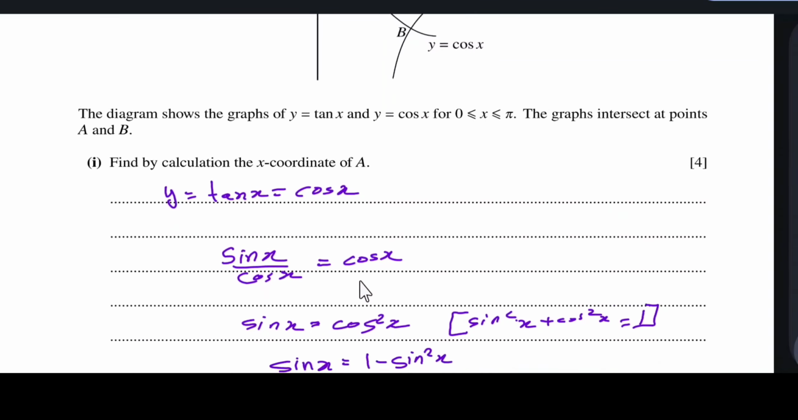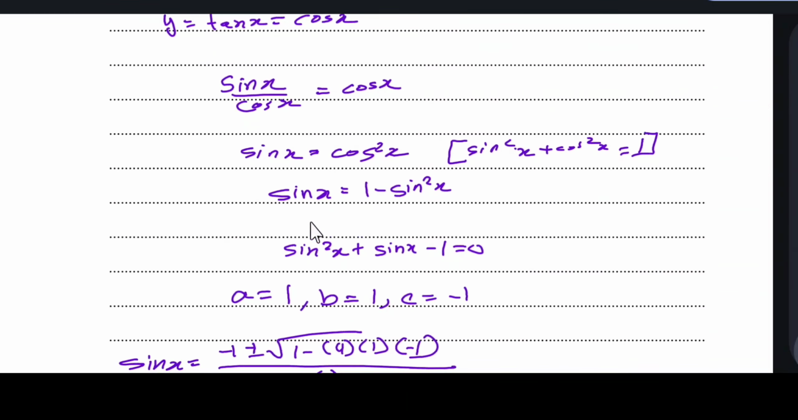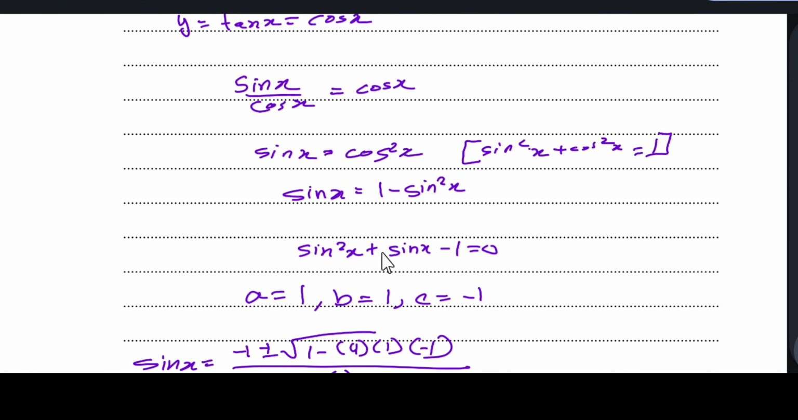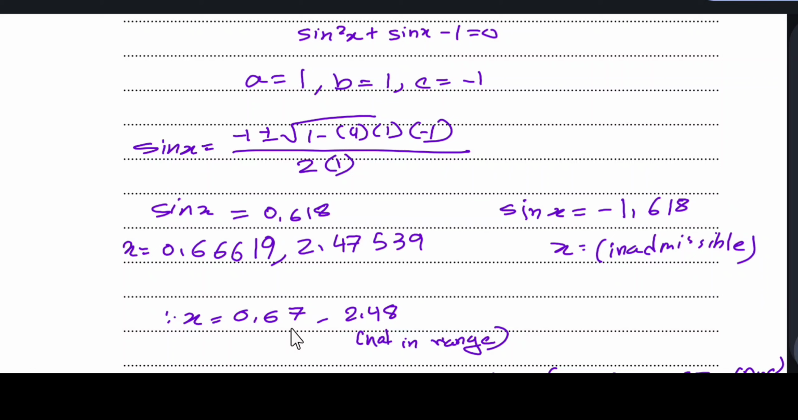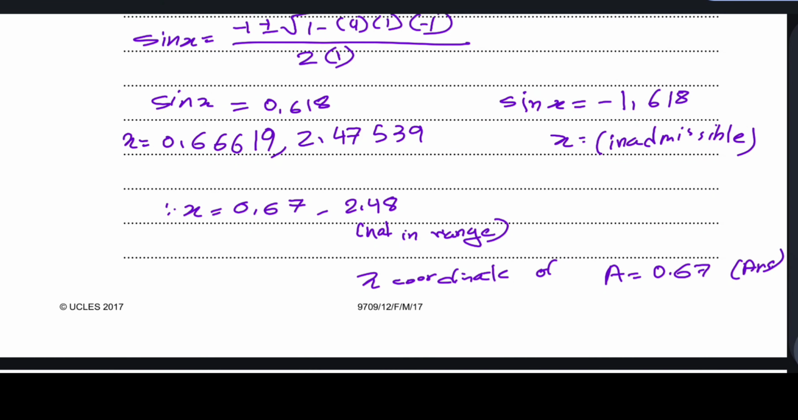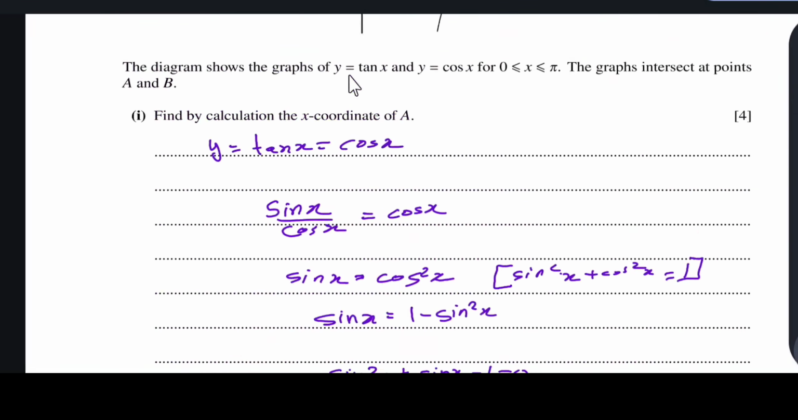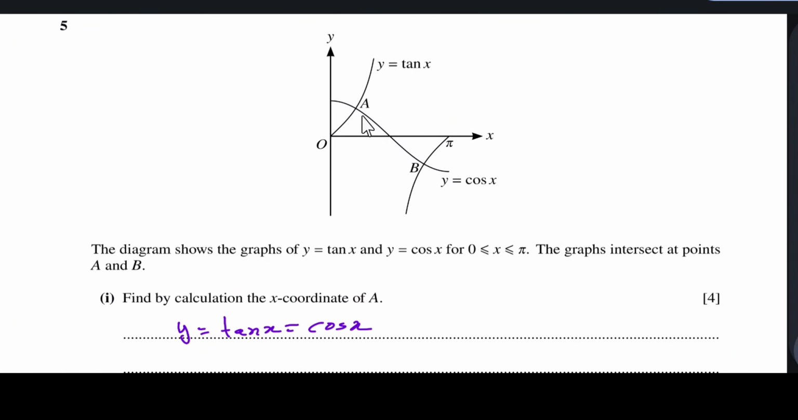So we equate these two values, and after solving we get an expression. Then further solving it, we get the values of x, that is 0.67 and 2.48. Also we would get negative 1.6178. So for these values, we know that 0.67 would be the best for the x coordinate of A, and 2.48 would be the x coordinate of B.